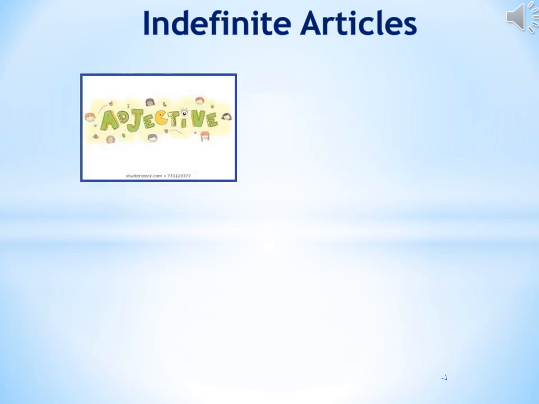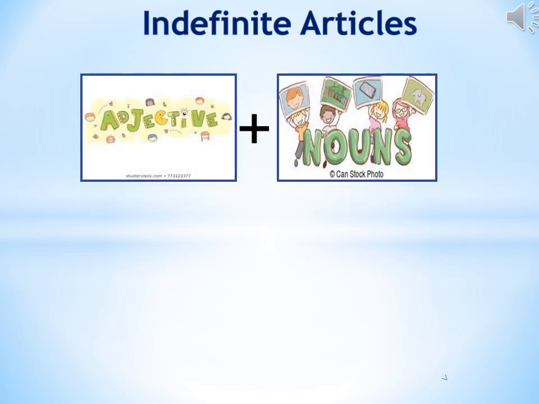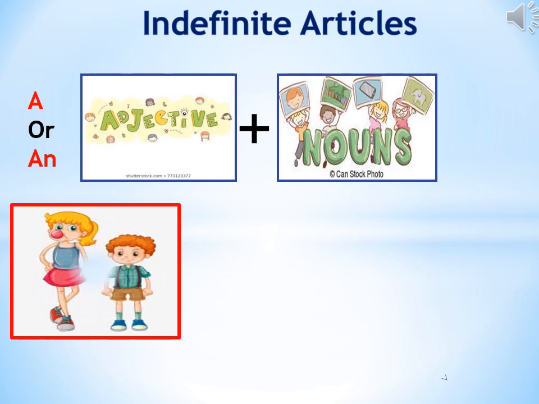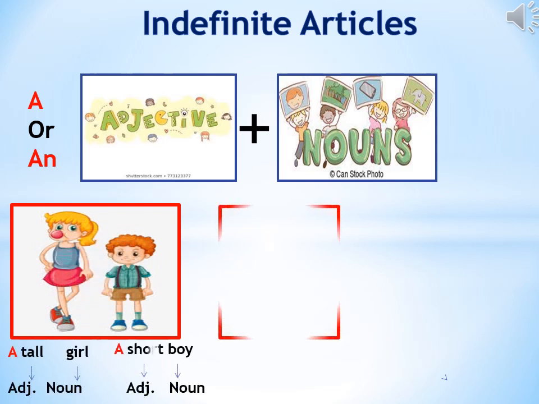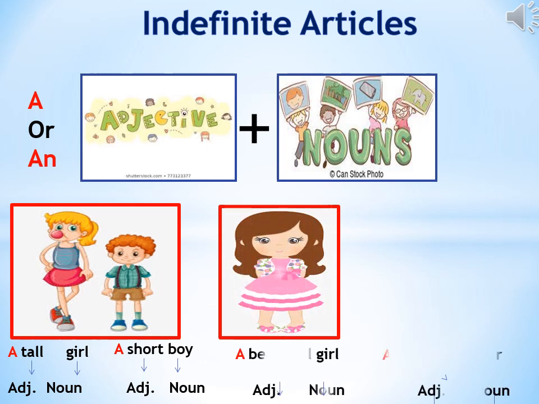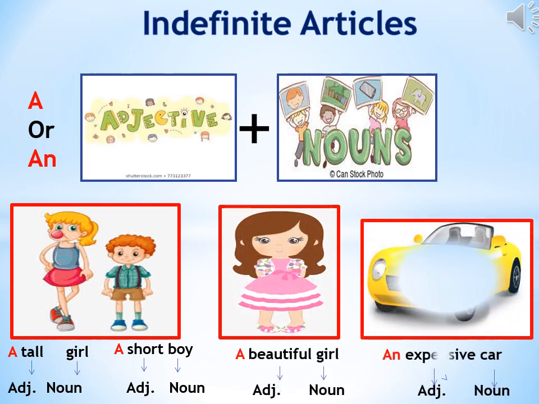Okay, now if we have an adjective and after it we have a noun, we put a before that adjective. For example, a tall girl or a short boy, a beautiful girl, an expensive car. So we put a or an before the adjective that's followed by a noun.